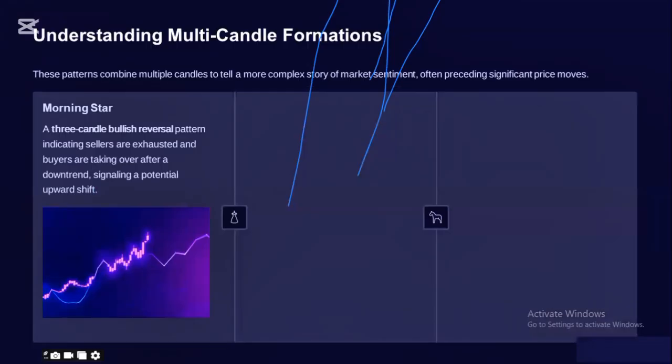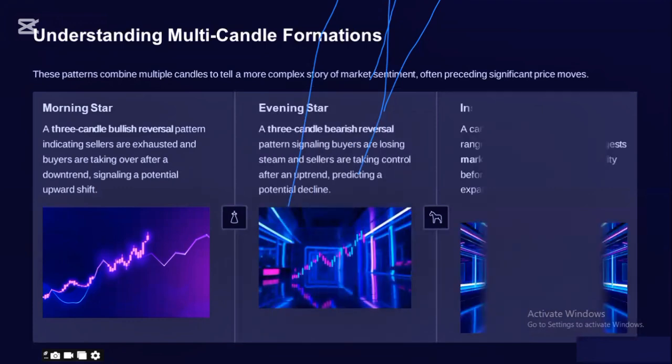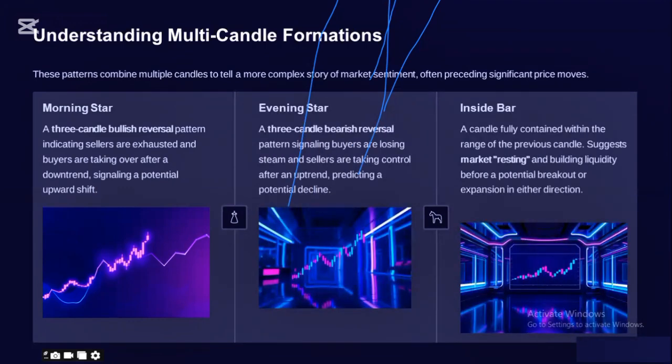Now let's look at understanding multi-candle formations. That is, we have two-candle formations, three-candle formations, four-candle formations, and the like. We have the morning star, the evening star, the inside bar. But please, you should not be worrying about how you are going to memorize all these things. Don't worry, you don't need to memorize the names. The major thing is to understand the psychology behind it, and that's what I'm going to give you.